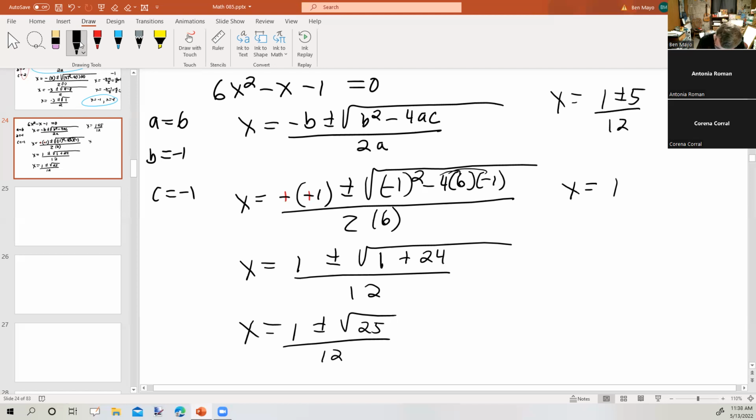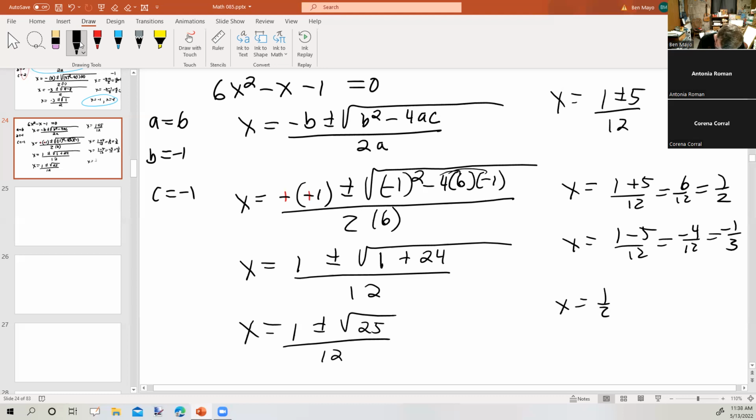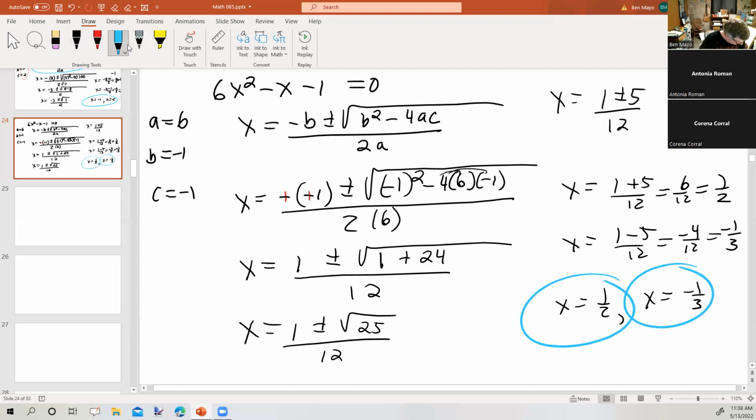So we've got x equals 1 plus 5 over 12, which is 6 over 12 or 1/2. X equals 1 minus 5 over 12, which is -4 over 12 or -1/3. So x equals 1/2, x equals -1/3 would be your two solutions.